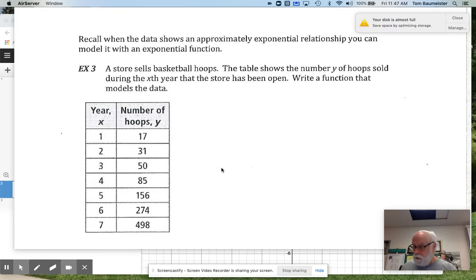And then finally recall that when the data shows an approximate exponential relationship, you can model it with an exponential function. So I guarantee, ladies and gentlemen, there will be one like this on the test for you. So I'm going to show you exactly how to do it. So on this here, we are going to say 117, 231, 350, 485, 5156, 6274, 7498.